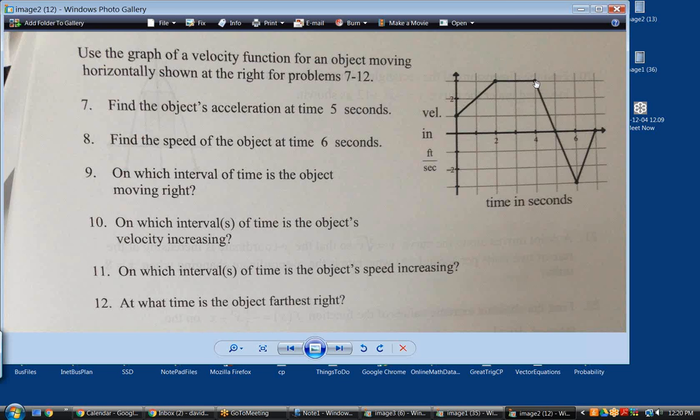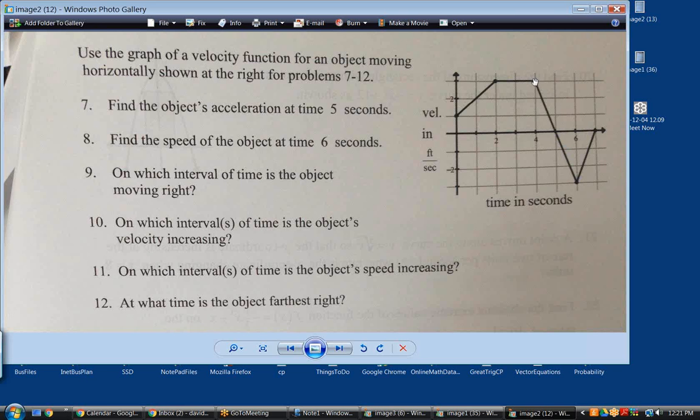And now it's decreasing, as well as speed is decreasing. In fact, the velocity is 0 right there, so it's stopped. Then it continues moving to the left at increasing speeds.